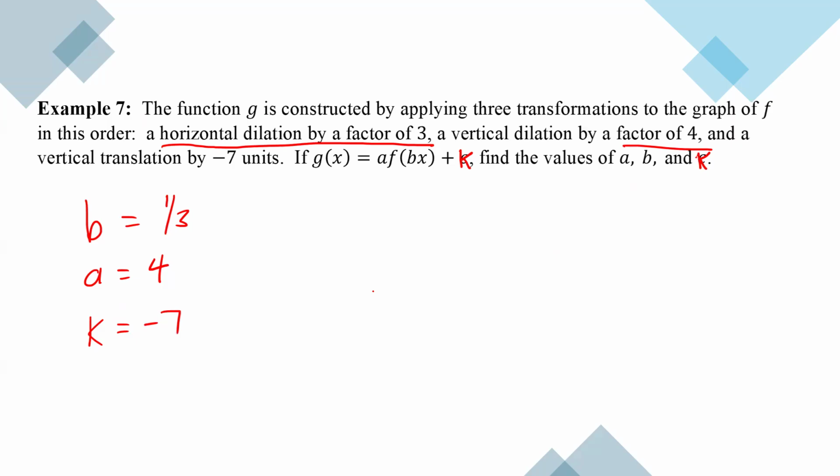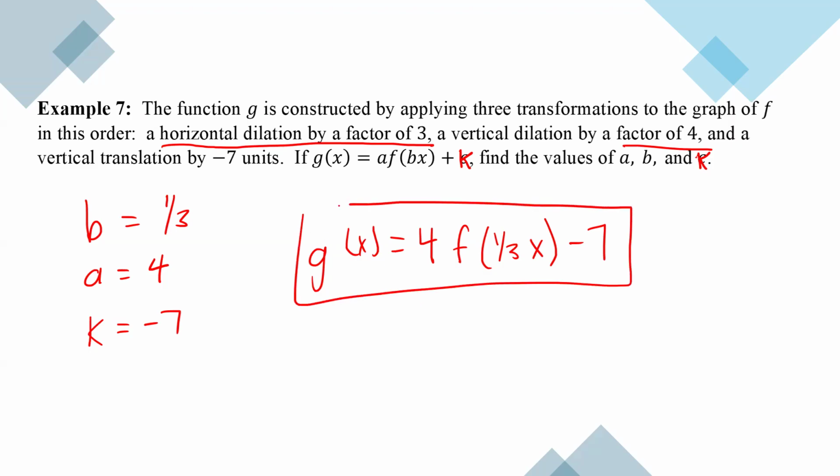So now we're going to put it together and write our g of x. So our equation is g of x equals, what's A? 4 f of, what's B? 1/3. It's 1/3. Okay. Minus 7. That's all it was asking you.